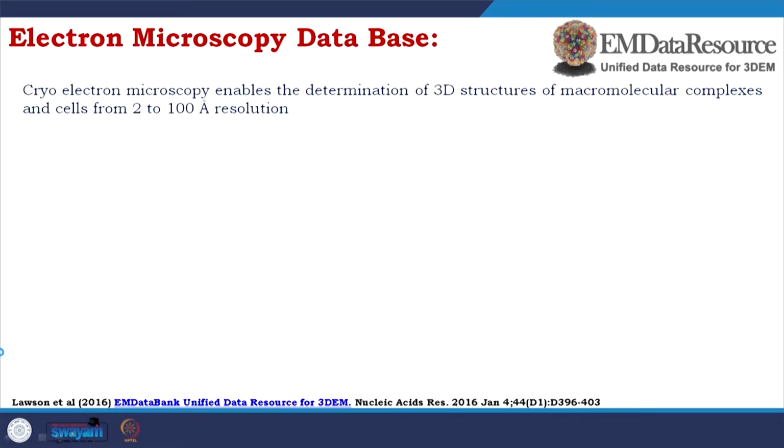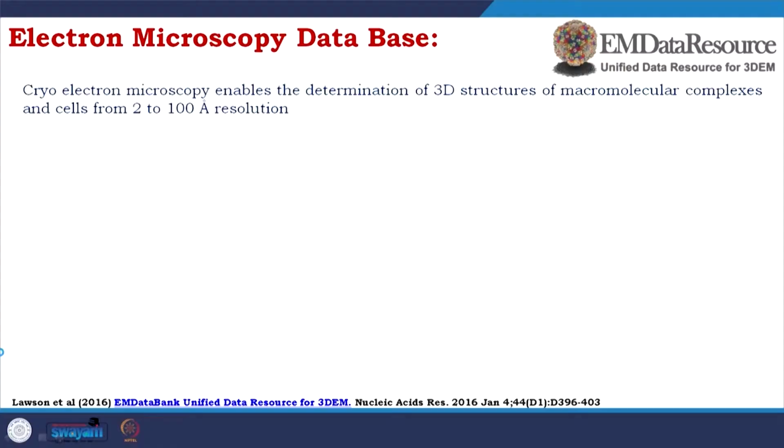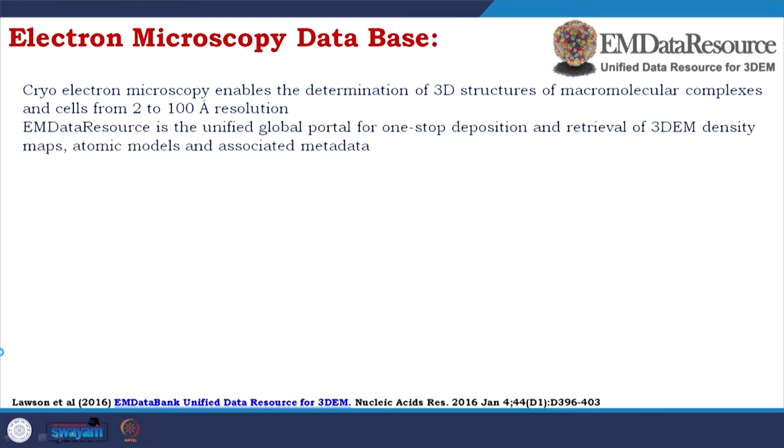As I told, besides PDB there are other databases. One of them is the electron microscopy database. As we are talking about cryo-electron microscopy, just now we have finished cryo-electron microscopy. The electron microscopy data is deposited in the Electron Microscopy Database or EM Data Resource. Cryo-electron microscopy enables the determination of 3D structure of macromolecular complexes and cells, biological organelles from 2 to 100 angstrom resolution. We have talked about them in detail.